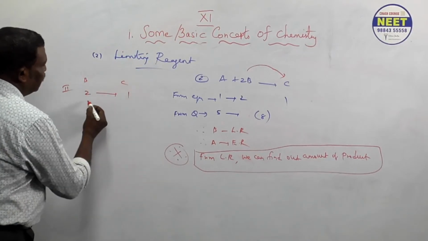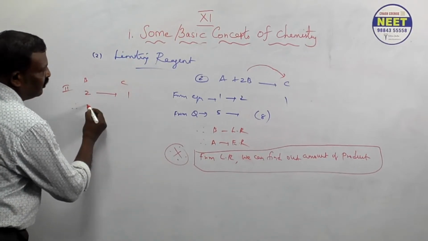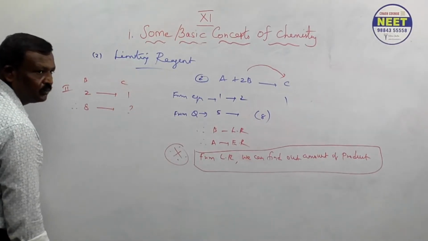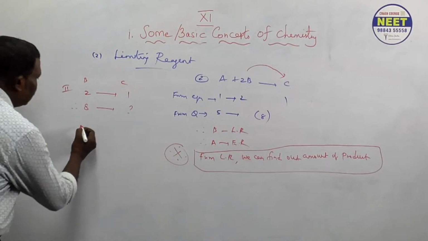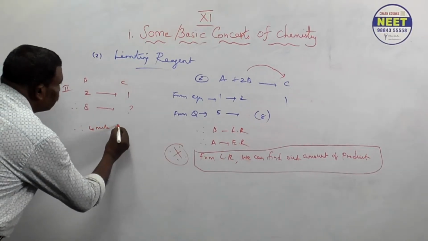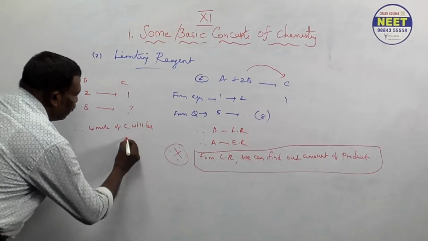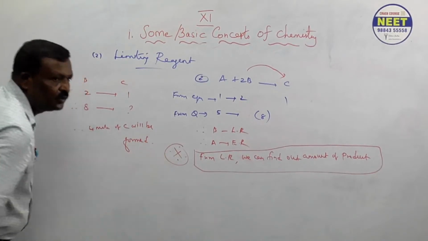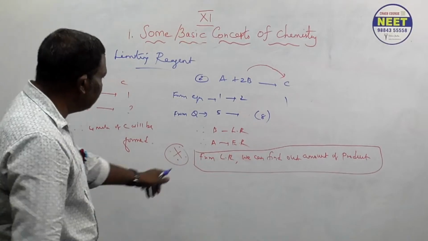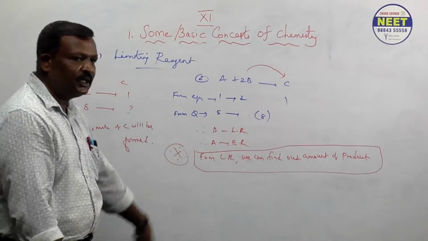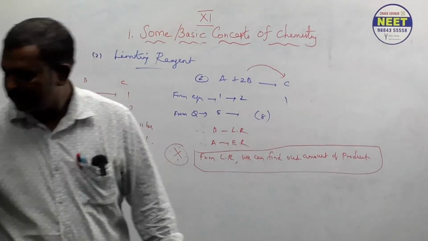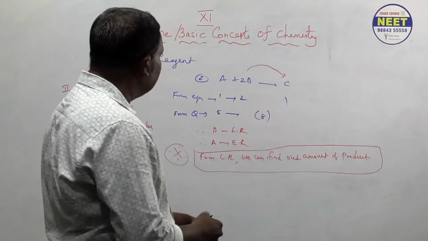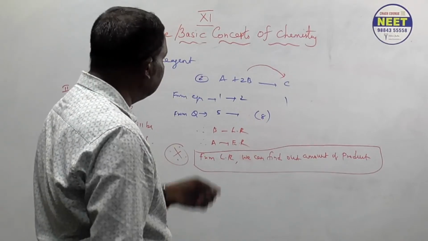B is correct or not? Therefore, 8 moles can produce how much? Answer? 4. Correct or not? Therefore, 4 moles of C will be formed. Understood? Are you following? Right. This point is important. First of all, you have to find out the limiting reagent. From this only we can find out the product. Otherwise, we cannot find out the product directly. Understood? Very important topic, limiting reagent.